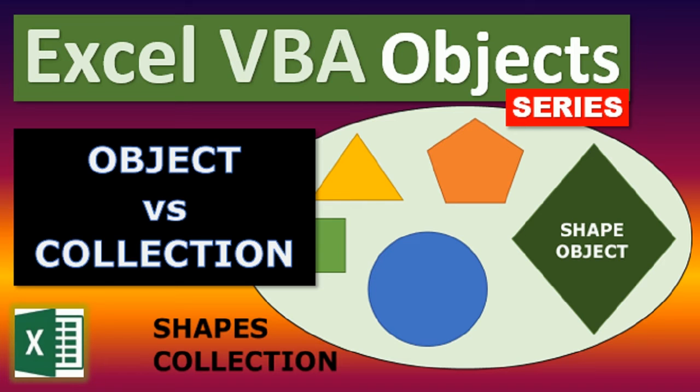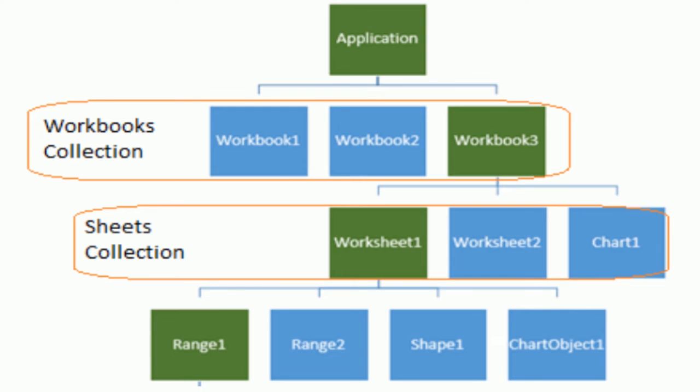If you've seen the previous video in this series or the tutorial for beginners in this channel, you should already be familiar with the concept of objects and how they work in Excel VBA. Examples of objects include a workbook, a worksheet, a range of cells, a shape, a chart, etc. Objects of the same type form or belong to a collection.